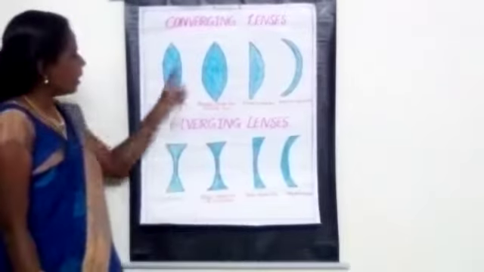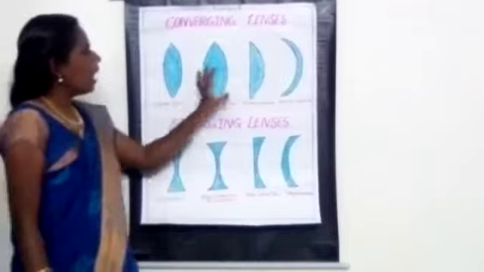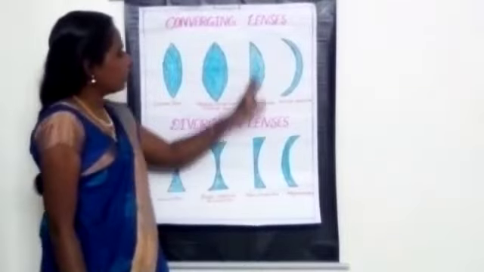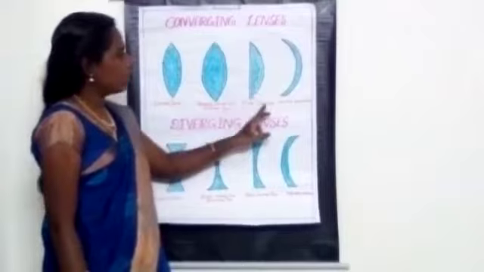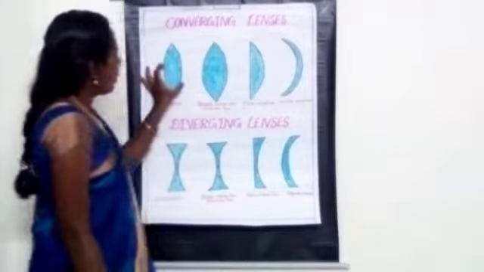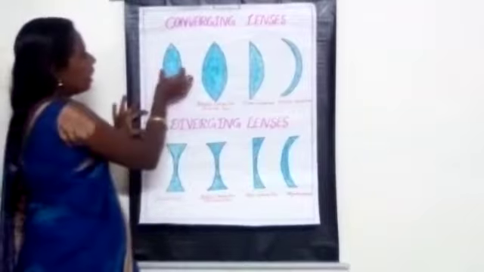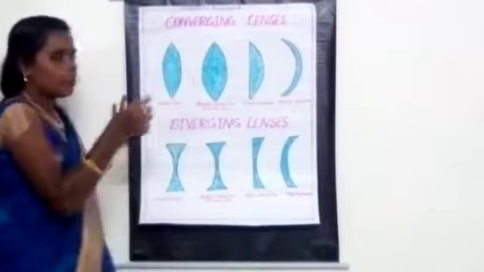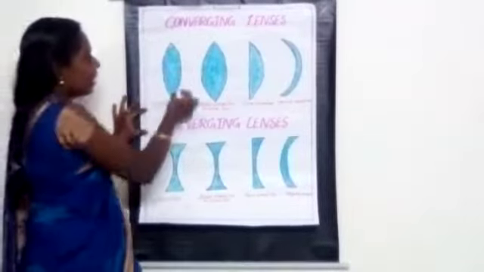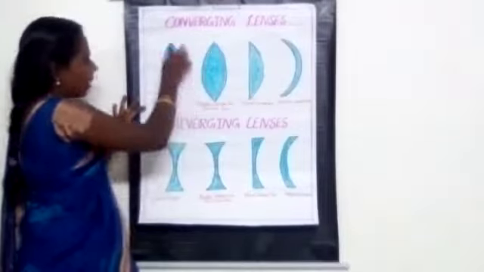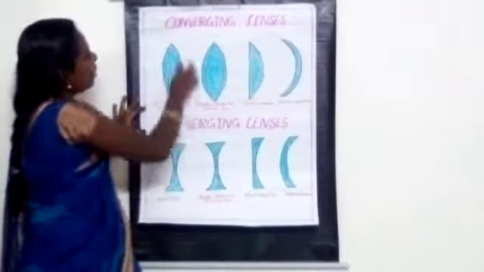See here, this is the convex lens, and this is called the double convex lens. And here it is the plano convex lens. If you observe this picture, you can identify that the convex lens is thicker in the middle. The middle portion is thicker than at the edges, so it is curved outwards. The refracting surface is curved outwards.